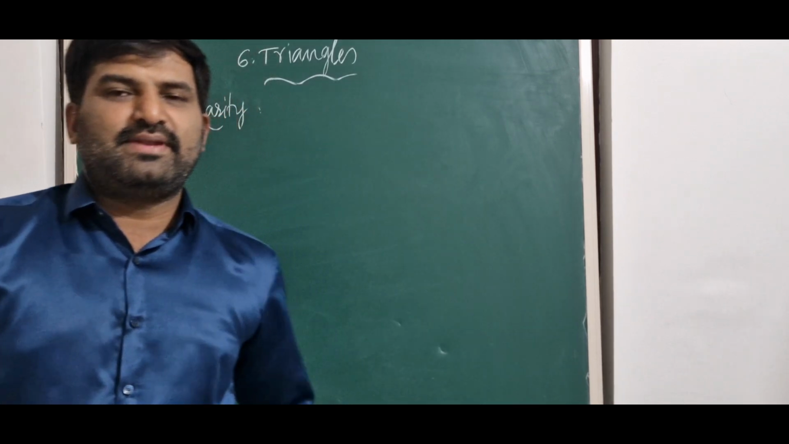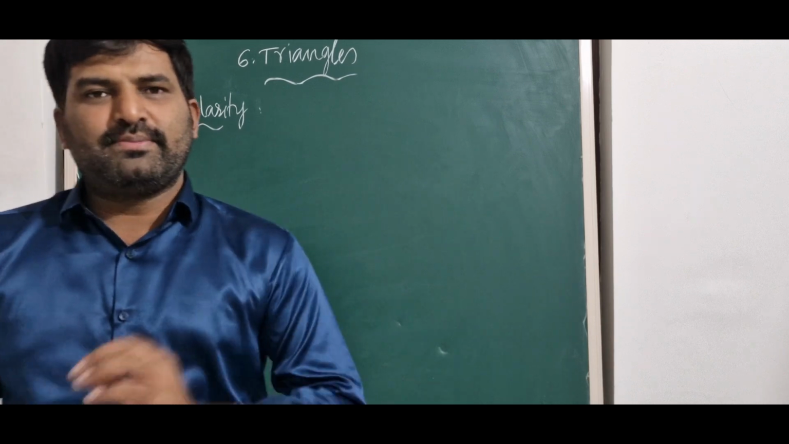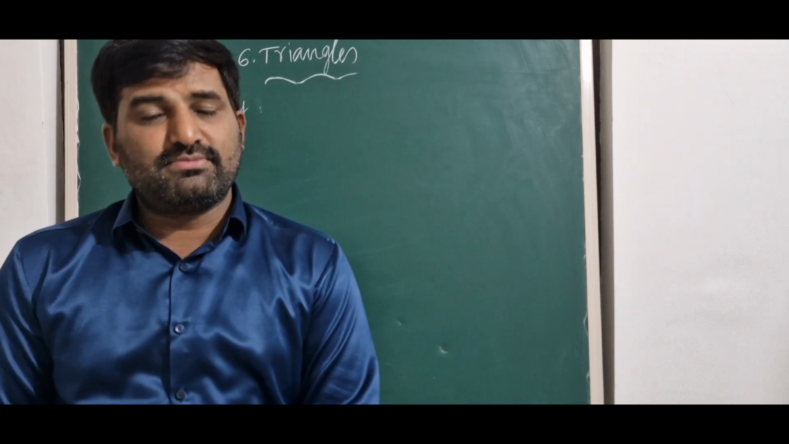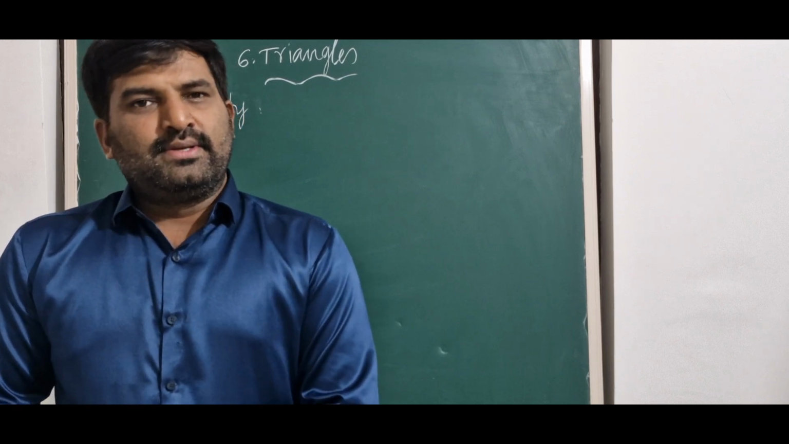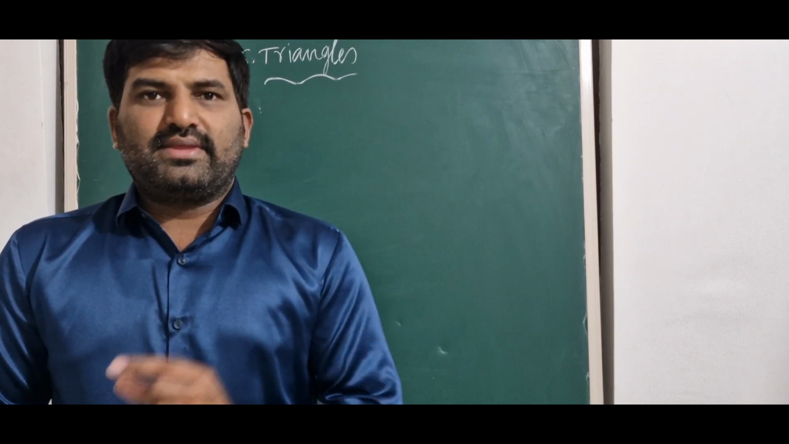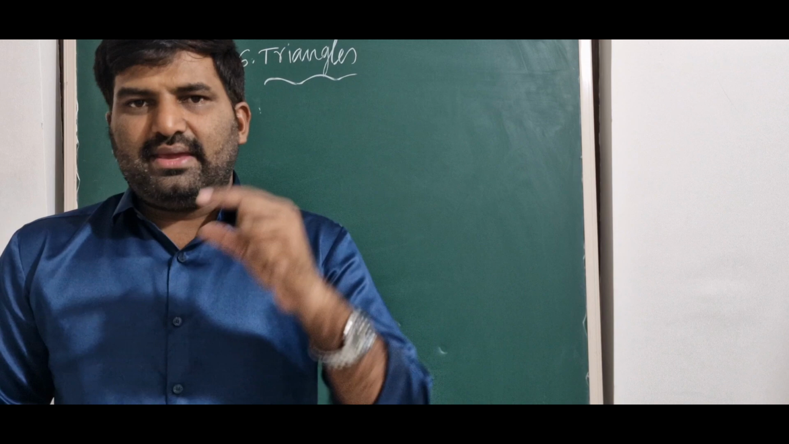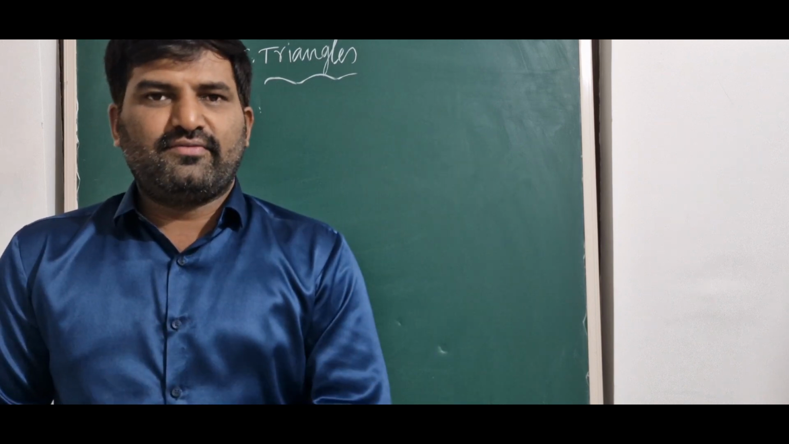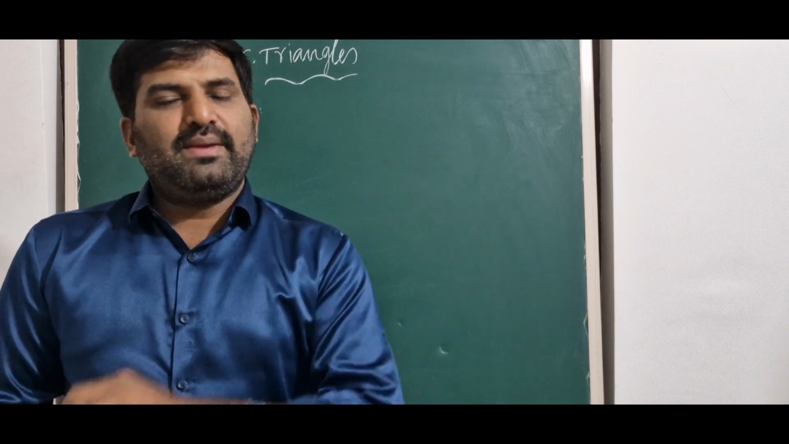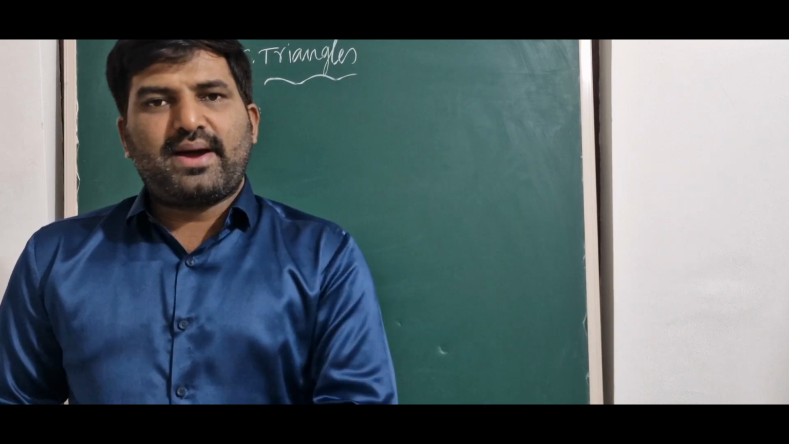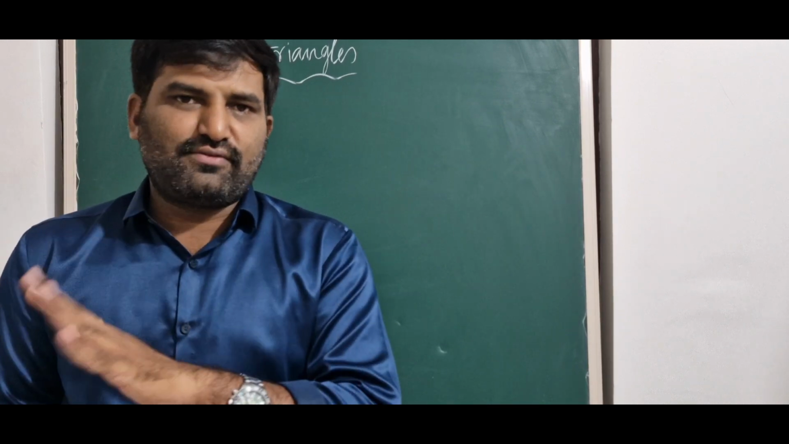Before moving to the similarity topic, there is one more important question, example 1 of your textbook, where we are solving the problem by using BPT only, but AD divided by AB, that means part by whole, you will get. When the questions are related to part by whole, take BPT, part by part is equal to part by part, and add 1 on both sides. This you have to remember.